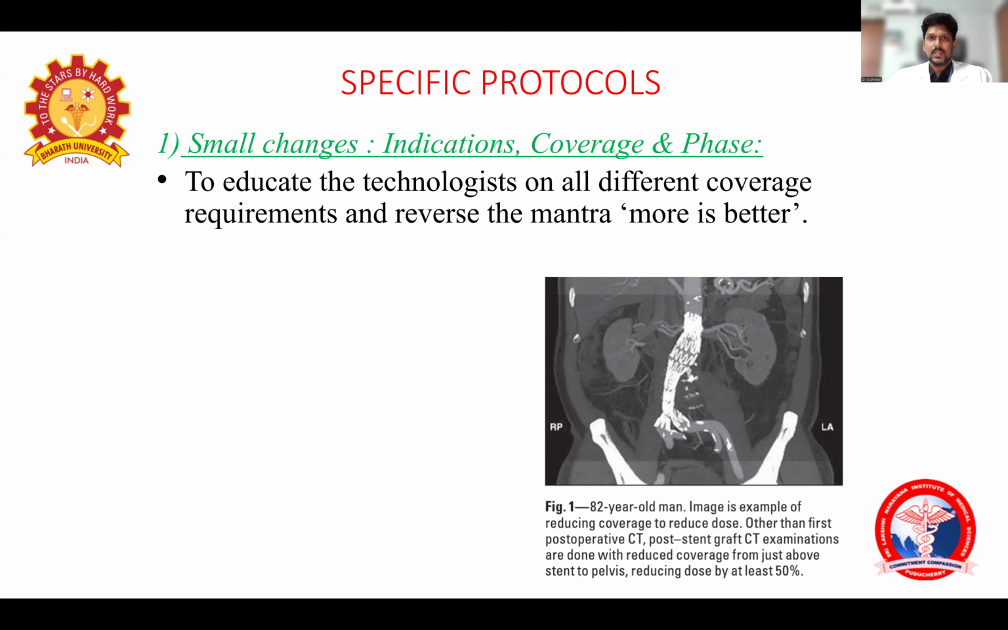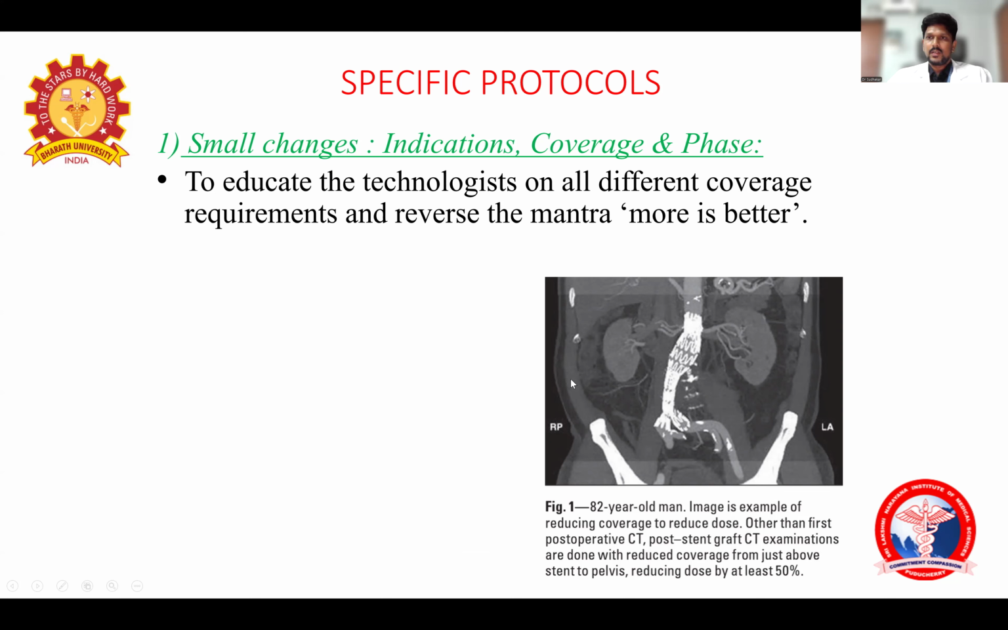As you could see here, it is an 82-year-old man with post-aortic stenting done, and it is a post-contrast CT abdomen with MIP projection. Other than the first post-operative CT, post-stent graft CT examinations are done with reduced coverage from just above the stent to the pelvis, reducing the dose by at least 50%.